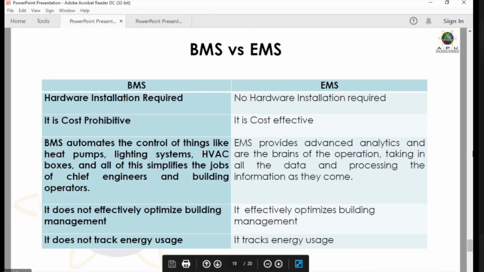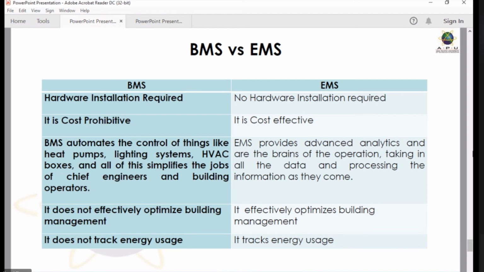So difference between BMS and EMS. In BMS you have hardware installation required. Okay, you have to implement hardware to monitor होइन. EMS चाहिँ बढी एनालाइटिकल, it doesn't require hardware installation. It requires data monitoring. Okay, and then it is cost prohibitive means you have to अब हार्डवेयर इम्प्लिमेन्टेसन गर्न कस्ट चाहियो, यसमा चाहिँ डाटा एनालाइसिस गर्ने हो. So it does not require cost, so it is cost effective.